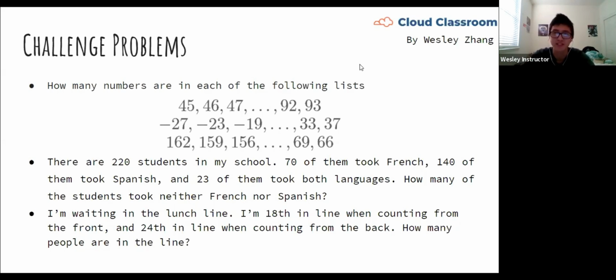Many people forget to add one. They just assume the range is the amount of numbers. That's incorrect. There's a difference between the difference of the numbers and how many numbers there are. You guys keep forgetting to add one. Don't forget that.